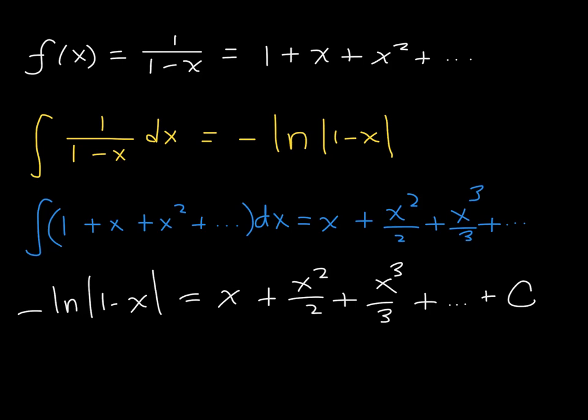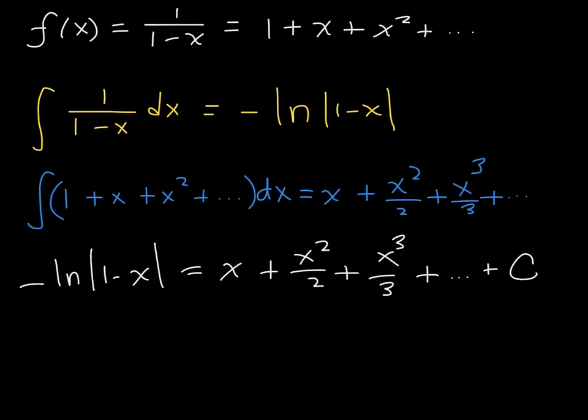Matter of fact, if you were to plug in 0 for x, you would get the natural log of 1, which is 0. So this entire left-hand side is 0. And if you plug in x equal to 0 on the right-hand side, you just get 0. And if we choose c to be 0, then this entire statement is true. So we're really letting c be 0, so that I don't have to write the c.